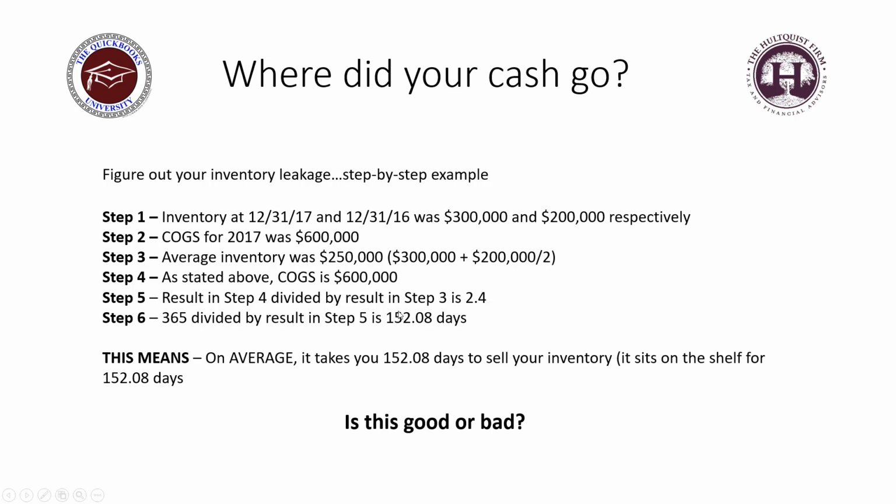All right. So what this means, on average, it takes you 152.08 days to sell your inventory, meaning it sits on the shelf on average for 152 days.